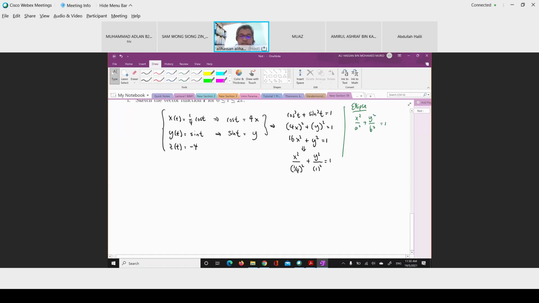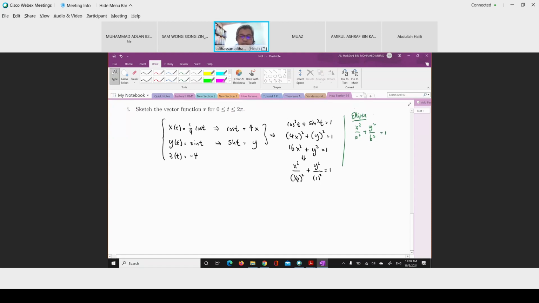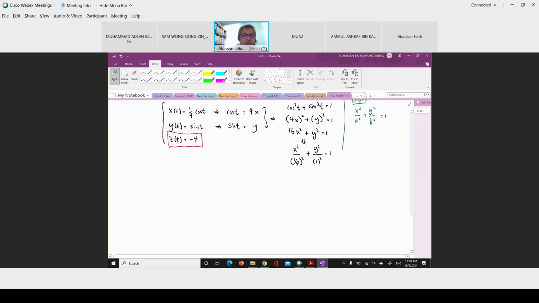That on the xy plane it is an ellipse. Okay, on the xy plane it is an ellipse, but here this ellipse is on the plane z equal to -4. Remember we have this extra equation here, so that means this ellipse is on the plane z equal to -4. So now we want to sketch this ellipse on the plane z equal to -4. This is x, this is y, z. So -4 is down here.